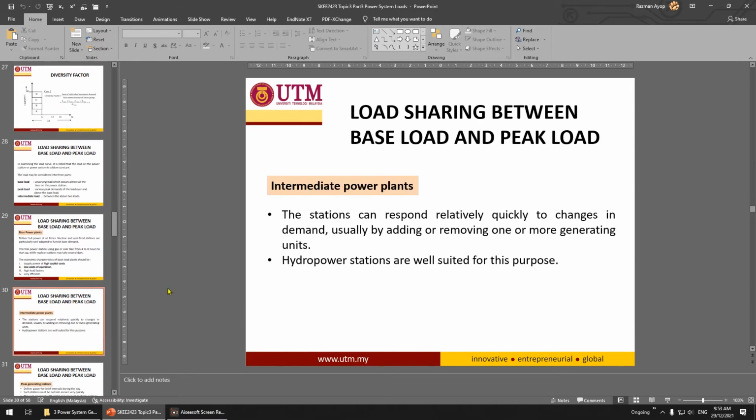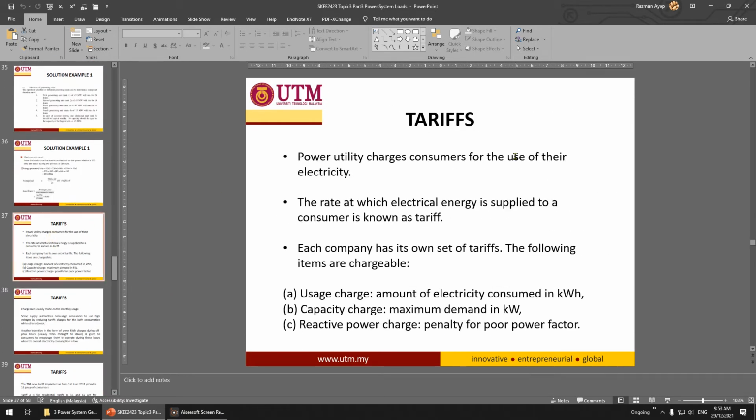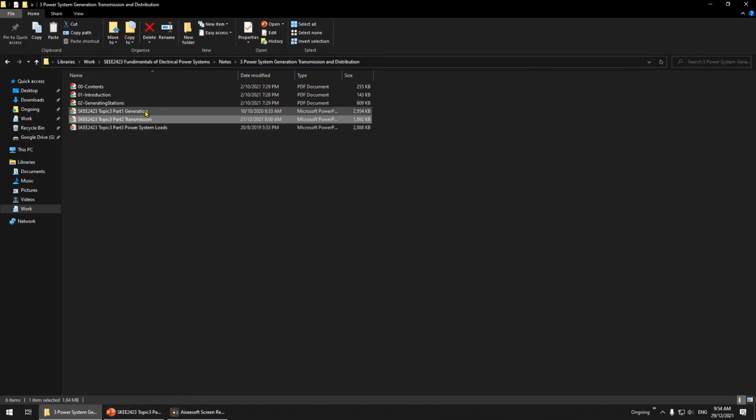So today we continue with tariff. Before I continue, I just want to remind you again, next week, on 10 January, there will be test 2. That covers 3.1 and 3.2, generation and transmission. So make sure you do the revision. The date is either 10 January or 17 January, but most probably 10 January.